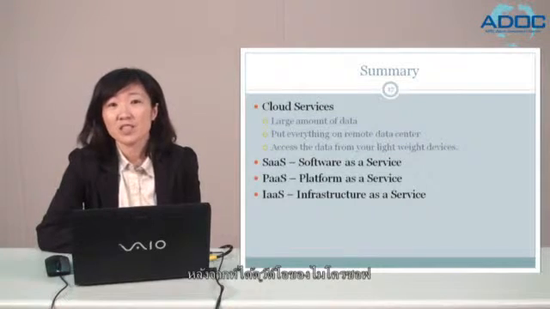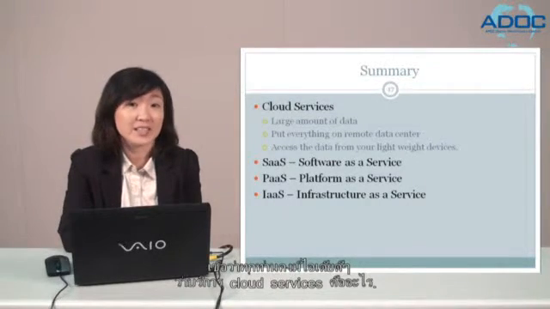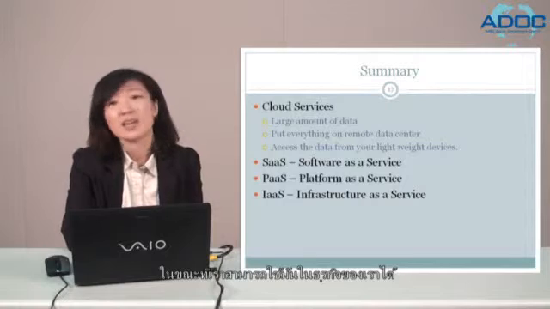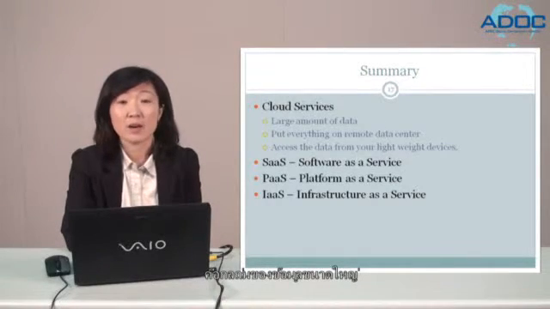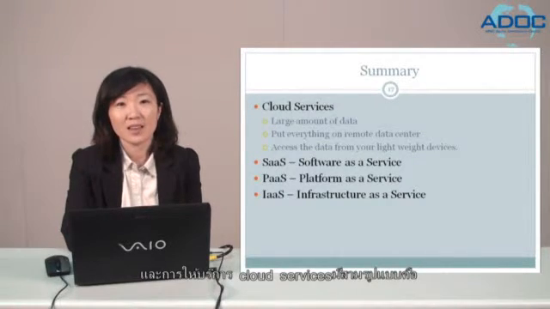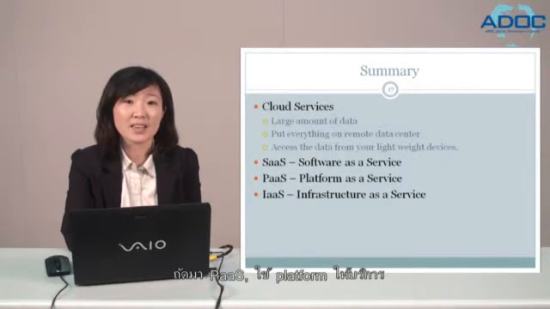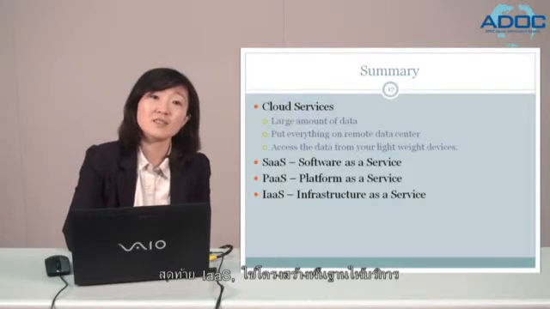Okay, we are back. After looking at the video produced by Microsoft, I believe everyone should have a better idea about what cloud services are and how we can use them in our business. Here comes the summary of today's class. Cloud services means putting a large amount of data and everything on remote data centers and accessing the data from your lightweight devices. There are three forms of cloud services. The first one is SaaS, Software as a Service. The second one is PaaS, Platform as a Service. The last one is IaaS, Infrastructure as a Service.